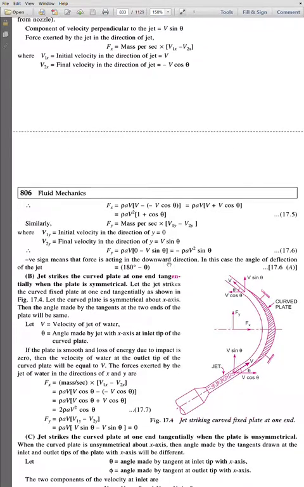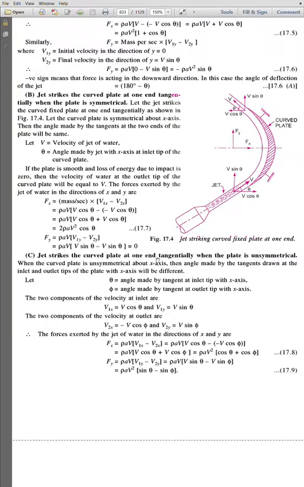Now there is another case where the jet strikes the curved plate. We will discuss it in the next video.